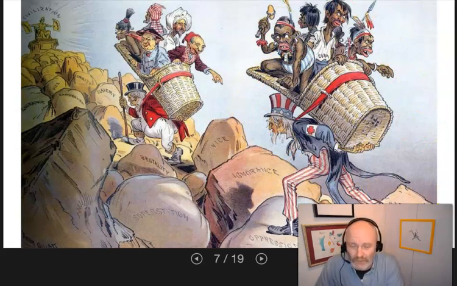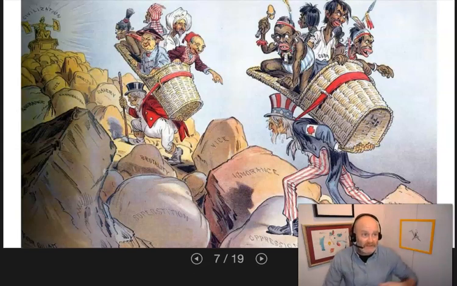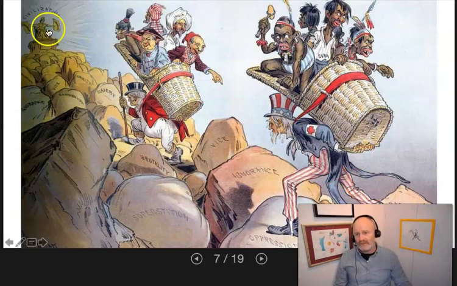Cartoonists, both critical of American empire and pro-American empire, simply tapped into the racist caricatures that they had of Black Americans and just projected them onto Cubans, Filipinos, Guamanians, you name it. And that's exactly what we see here, right? Climbing up to civilization at the top.